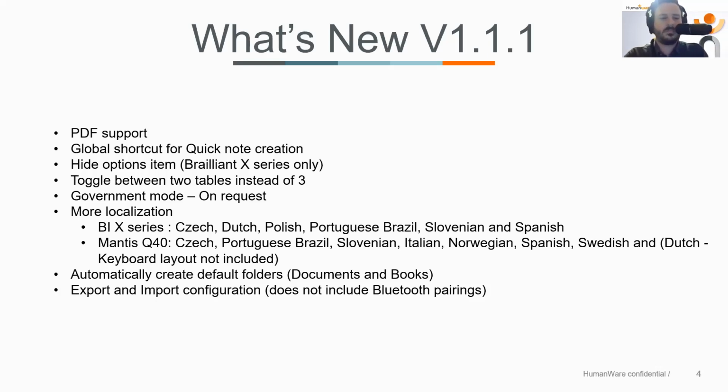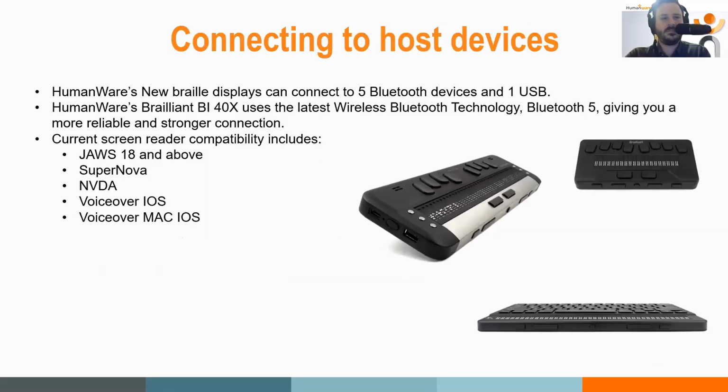Okay, that being said, let's crack on with the next piece of the agenda, and it is connecting to the host devices. As I mentioned, we're going to showcase how we can connect to 3 different screen readers. HumanWare's new Braille displays can connect to 5 Bluetooth devices and 1 USB device. And I want to point out that the Brailliant BI 40X uses the latest wireless Bluetooth technology, Bluetooth 5, which means you're going to get a better, more reliable, stronger connection.